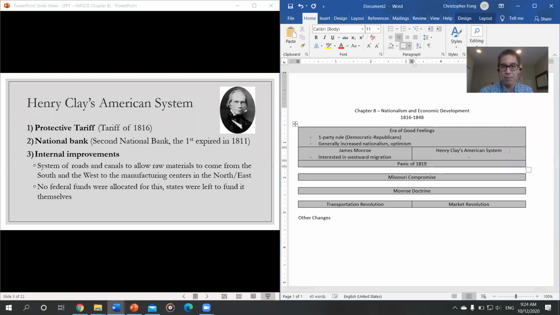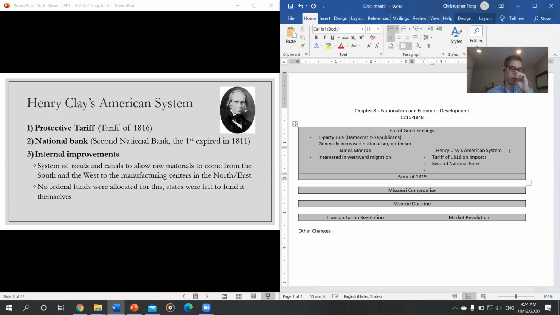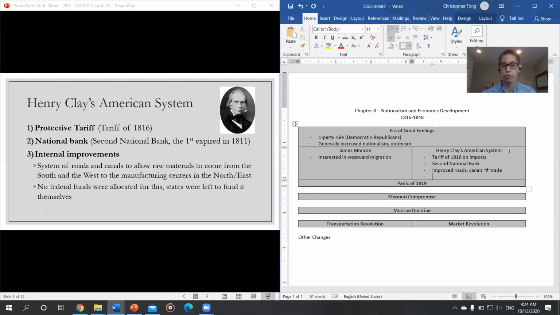So the American system, I'll put the examples first. There is a tariff of 1816 on imports. There's also a second national bank, which offers loans and credit to new businesses. And then improved roads and canals, which leads to better trade. All of this basically encourages trade between all of the different regions.